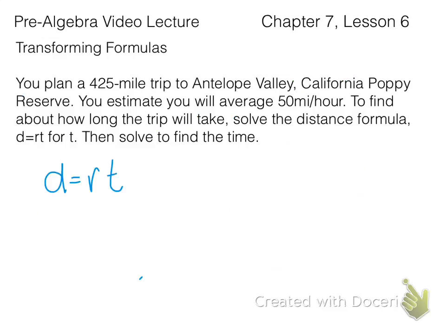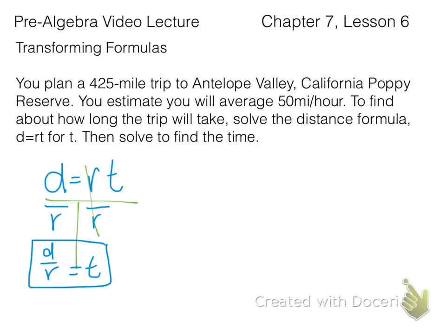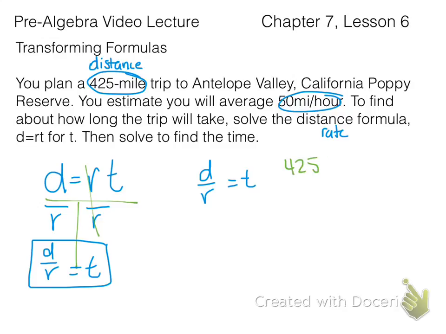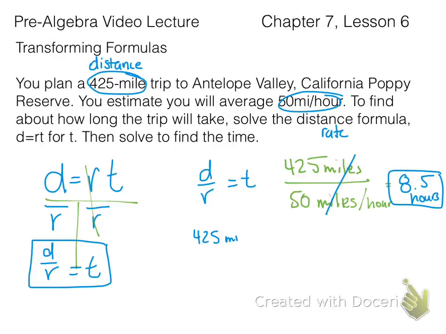Okay, so you plan a 425-mile trip to Antelope Valley, California Poppy Reserve. You estimate you will average 50 miles per hour. To find out about how long the trip will take, solve the distance formula, d equals rt, for t, then solve to find the time. So we're going to divide by r, and we get d divided by r equals t. Then we replace d with the distance, which is 425, and r, the rate, with 50 miles per hour. And we're going to get 425 miles over 50 miles per hour, and that works out, because we're just dividing, as 8.5 hours.